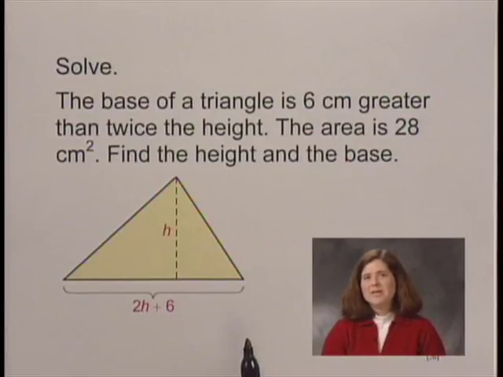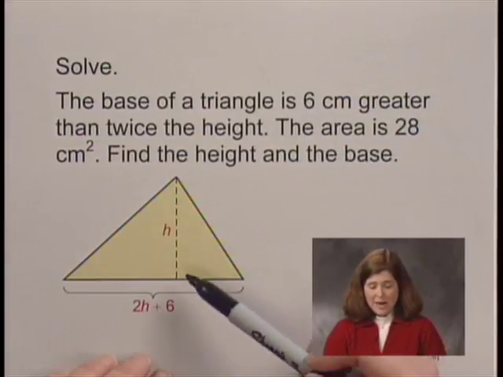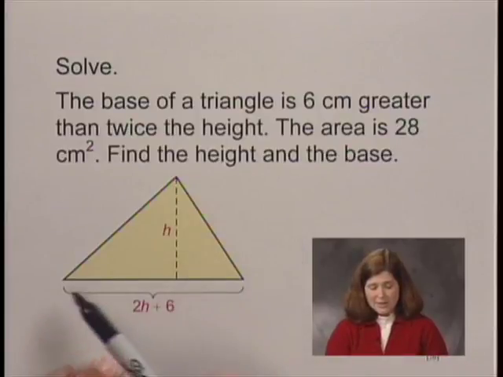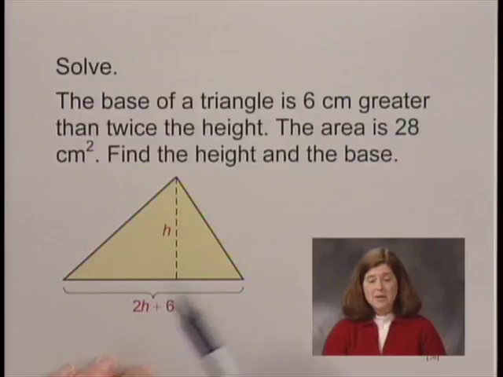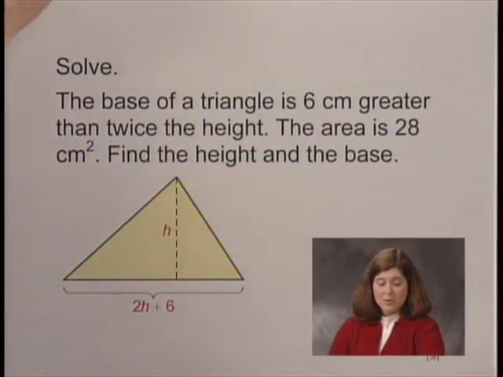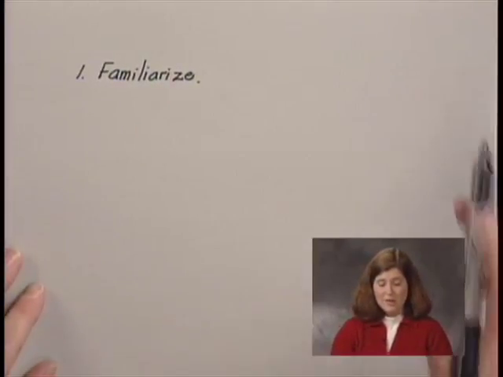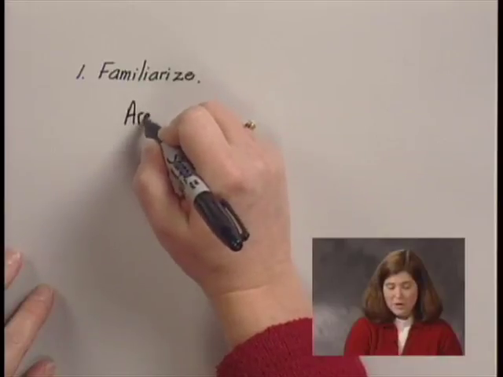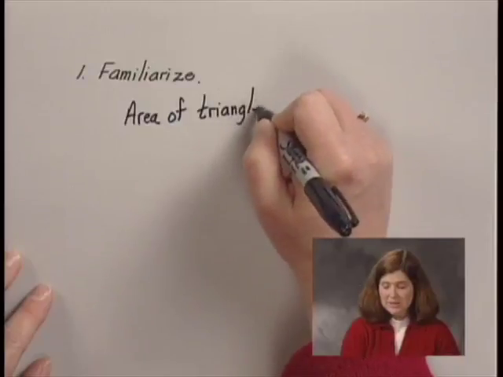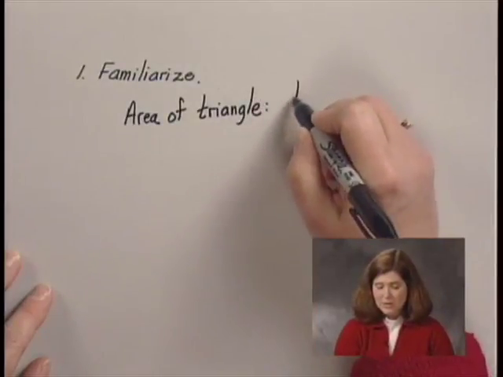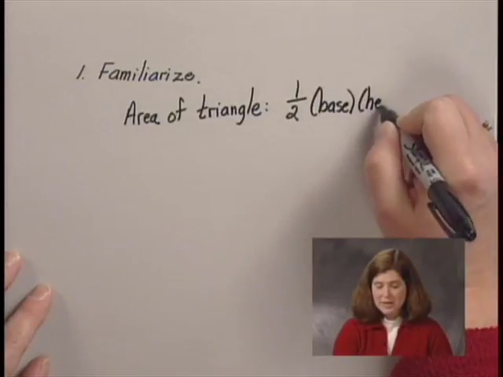So when we move to our familiarize step, we don't need to draw a diagram. We're also given labeled that the height is h. The base is described for us as 6 more than twice the height. So our familiarize step, all that's really left for us to do is to recall the area of a triangle. The formula for the area of a triangle is 1/2 times the base times the height.